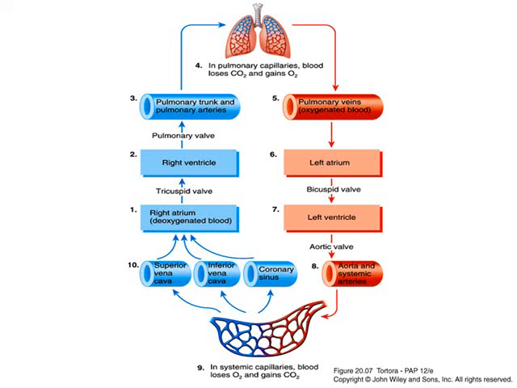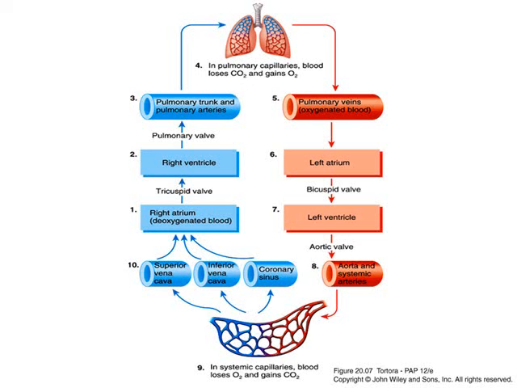Once in the tissues, the blood passes through arterioles and into the capillary beds. These are the systemic capillaries. The blood loses oxygen and gains CO2. Blood is then drained back into the heart via the 3 major veins: the coronary sinus, inferior vena cava and the superior vena cava.